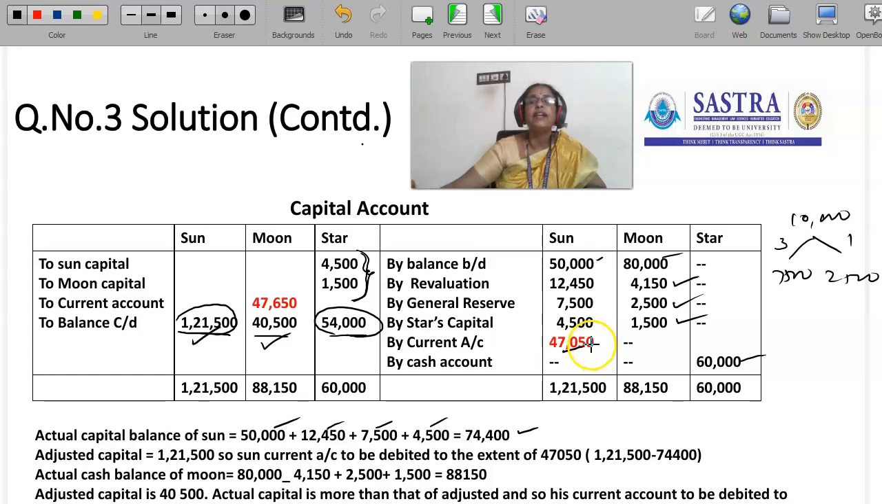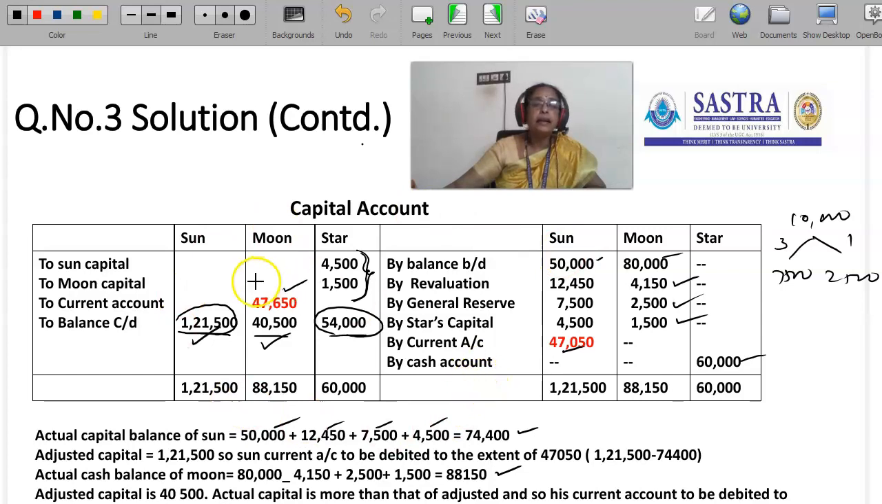47,050 is the difference between adjusted capital and the actual capital. Next, let us see the case of Moon. Moon's capital is 80,000 plus 4,150 plus 2,500 plus 1,500. The actual balance is 88,150. But adjusted capital is 40,500. Adjusted capital is less than the actual capital, and so Moon's capital account should be credited to the extent of 47,650. Okay.